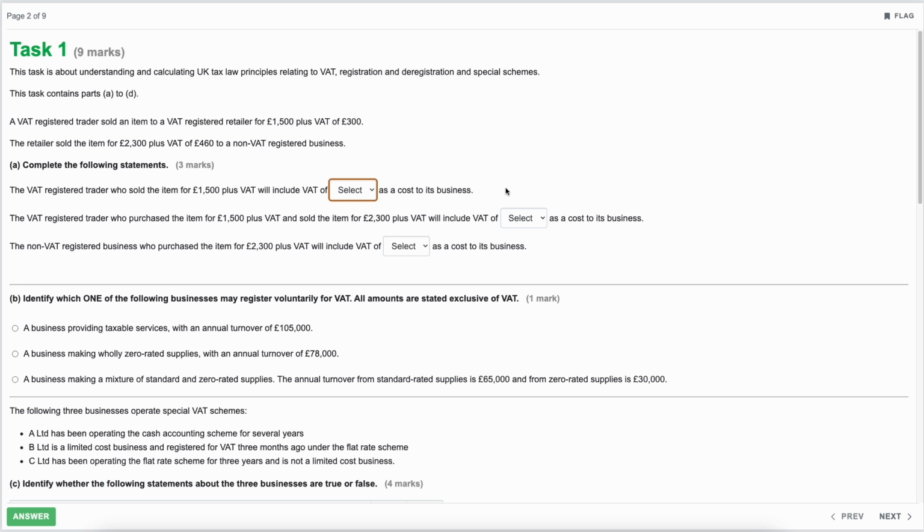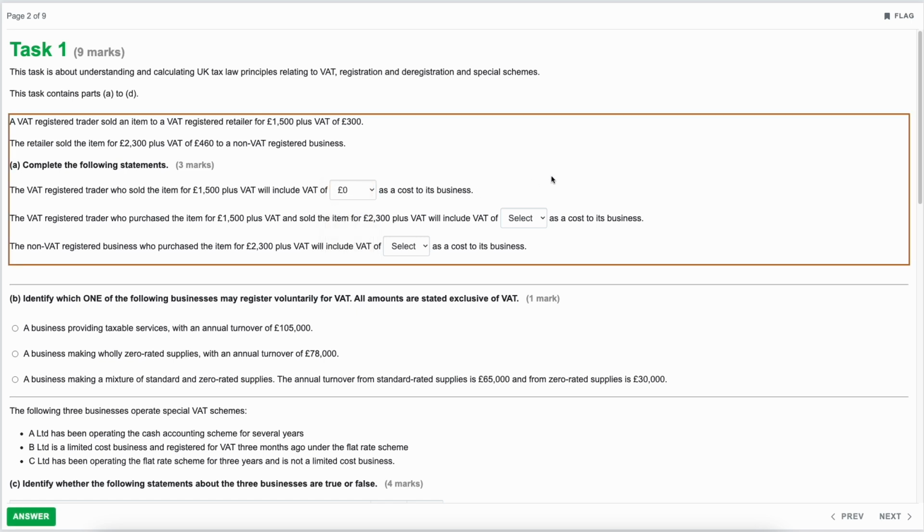Now the way that worked, I'm guessing most of you do know this at this stage, but they charge VAT on top of the item, which as I said in this case would be £300, and then the customer would pay the full £1,800. That £300 would then be paid across to HMRC. So they're just holding that £300 until it comes to their VAT return, and then they will pay it across to HMRC. So the cost to the business would be nothing.